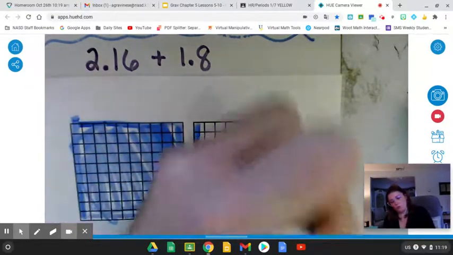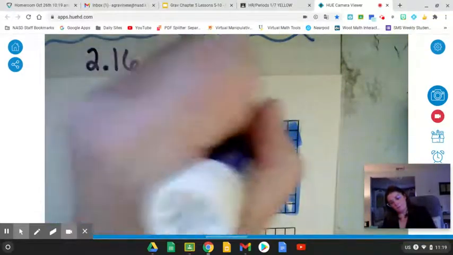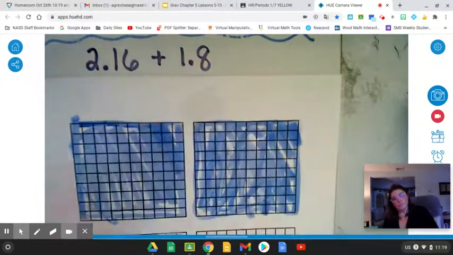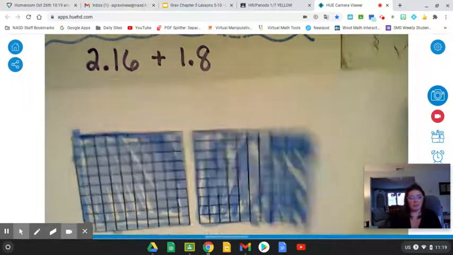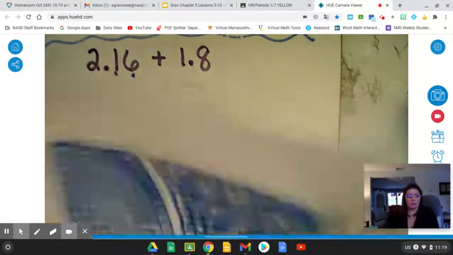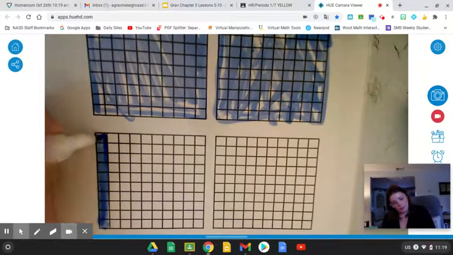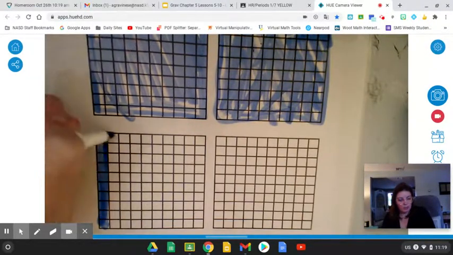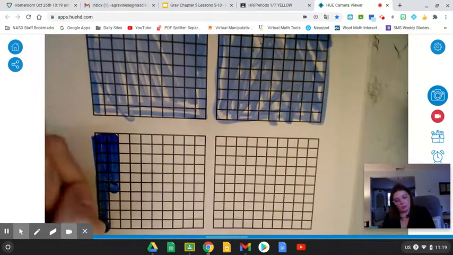1 whole, 2 wholes. And then I need 16/100. Well, 16/100 is the same thing as saying 1/10 and 6/100. So I need 1/10 and then 6/100. 1, 2, 3, 4, 5, 6. In other words, it's 10 plus 6 or 16/100.